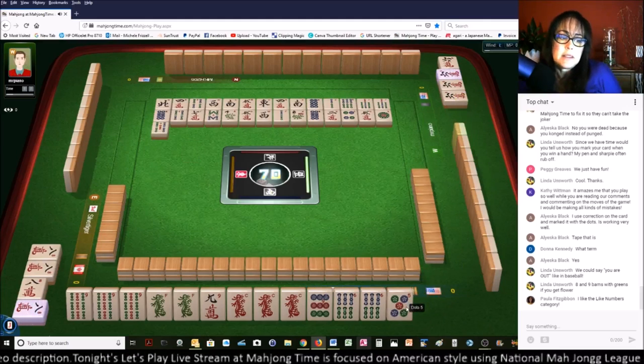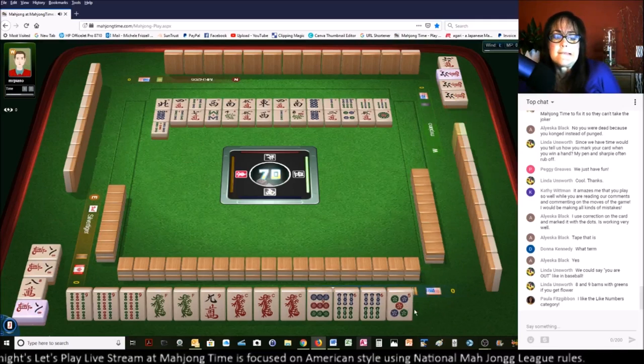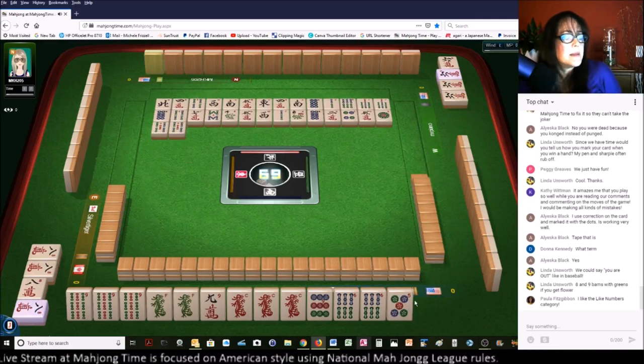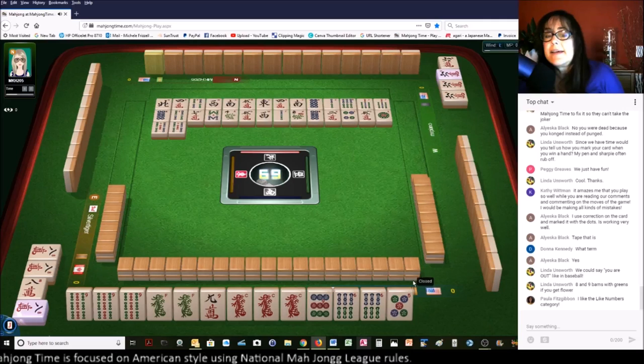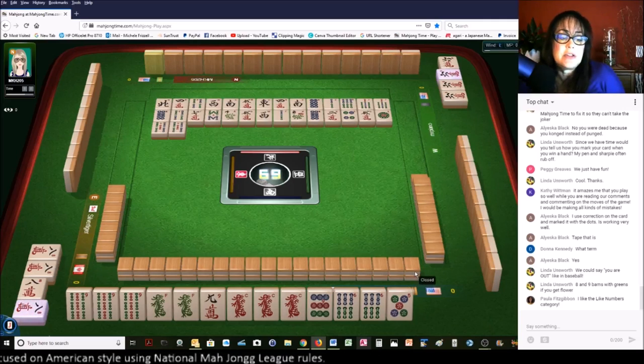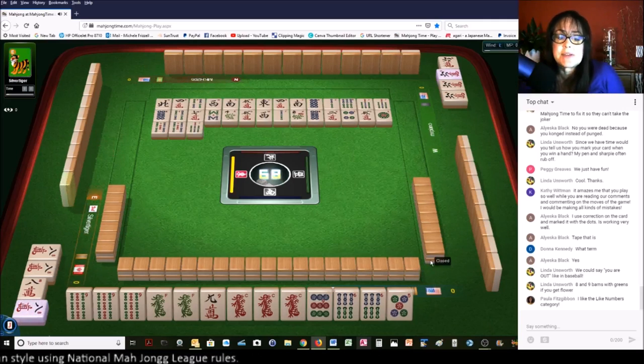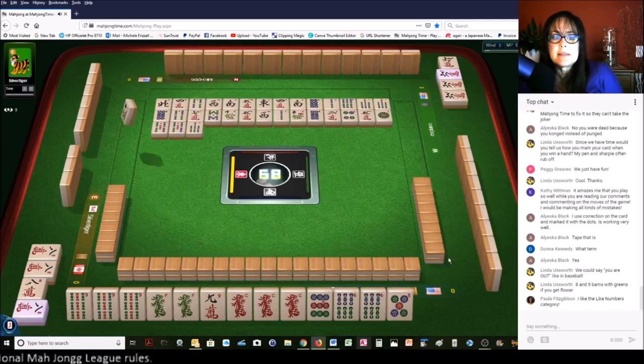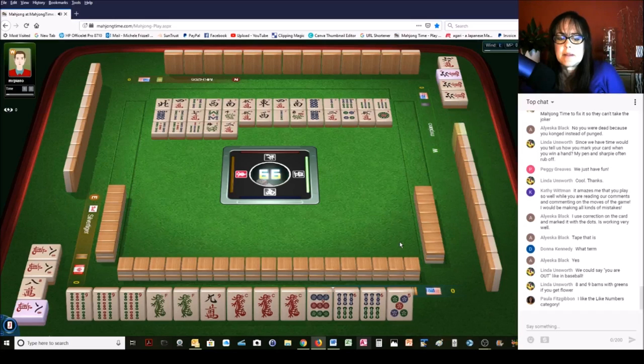Five bamboos. We'll see what happens here. Five bamboos. Paula, yes, I agree. I love like numbers, too. I do like seven like bamboos. Numbers. They are pretty hands. Plum. No keeper there. Two characters.